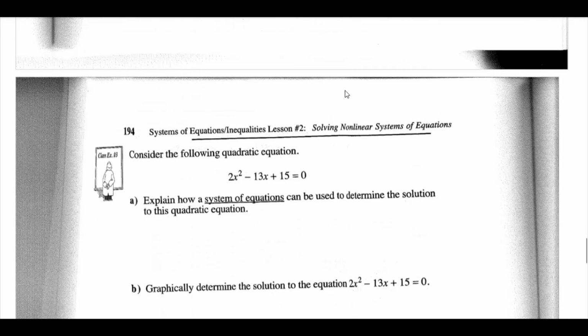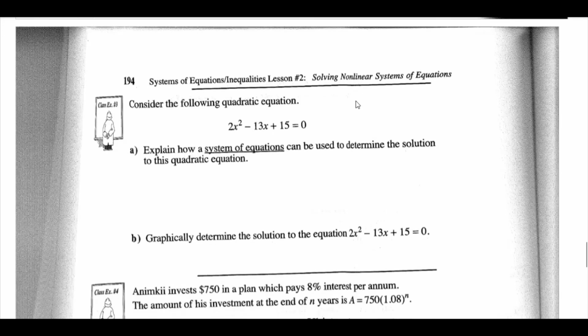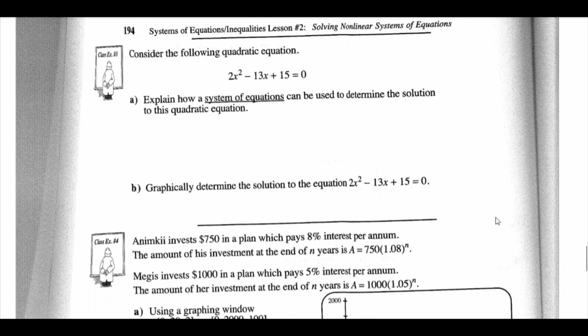Okay, so let's take this example number 3. Consider the following quadratic equation. Explain how a system of equations can be used to determine the solution of this quadratic equation. So how could you use a system of linear equations?